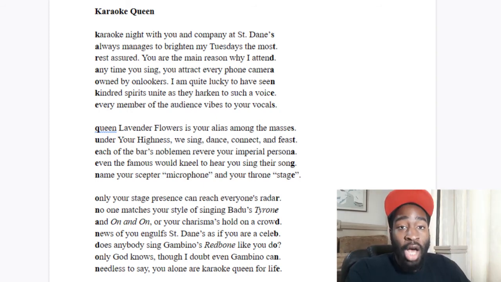In my first acrostic, I capitalized the first letter of every line, but that is not the only way to highlight the acronym in your poem. You can also bolden the letters in the acrostic. So I made sure to do that in this one to show you that there's more ways than one to highlight the hidden word. Here in the first stanza, for example, you can see karaoke on the left side, St. Dane's on the right side. In the second stanza, queen on the left side, stage on the right side. And the third stanza, on the left side, and Redbone on the right side. And these all pertain to the topic of each stanza.